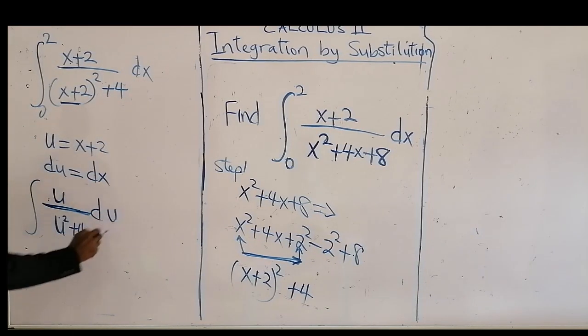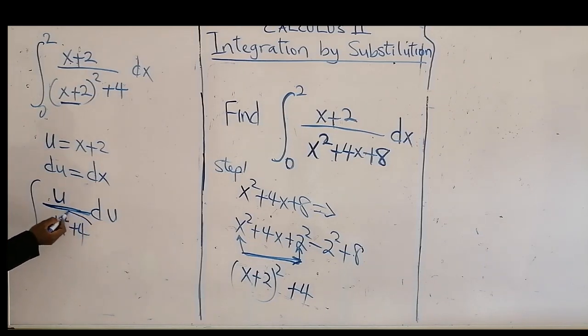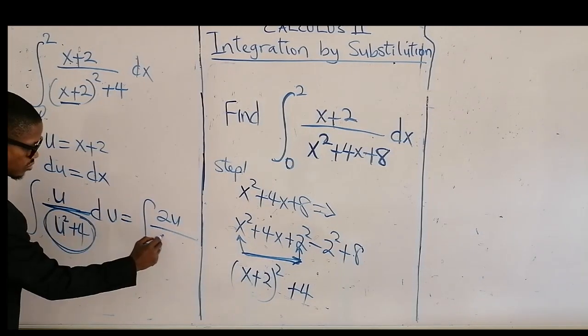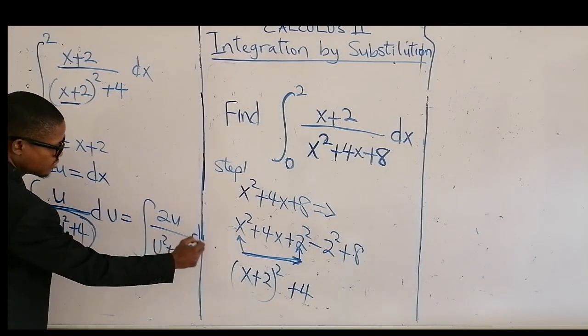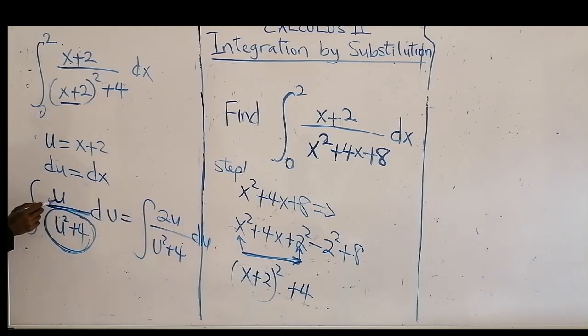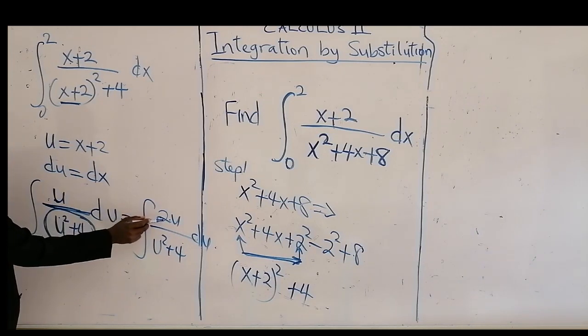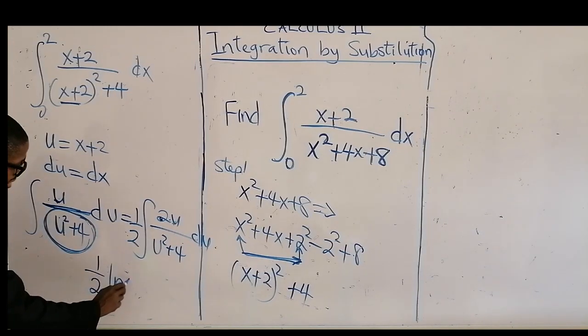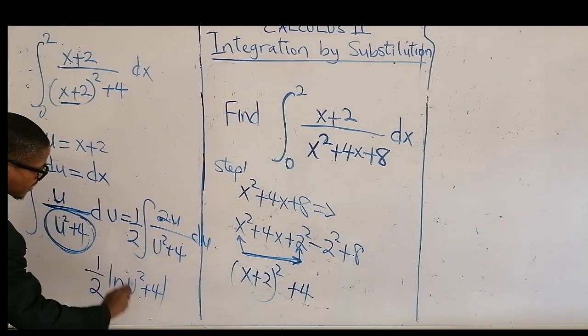So what we'll do in this case, without wasting time, is to check this. The derivative of u squared plus 4 is 2u. But what we have is u. So we need to cancel the 2 that we introduce here, and that 1 over 2 outside. The answer will be half ln of u squared plus 4.